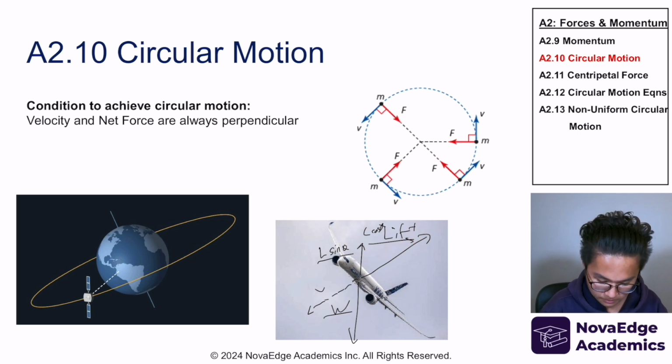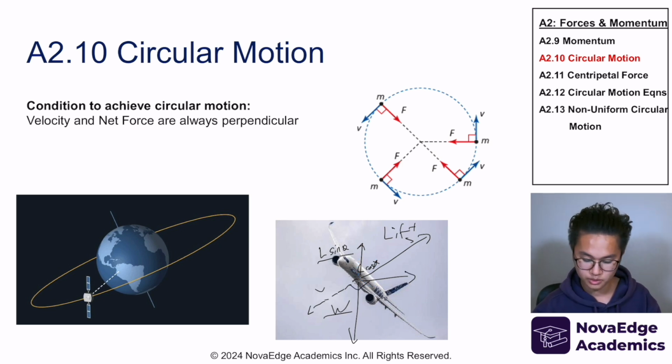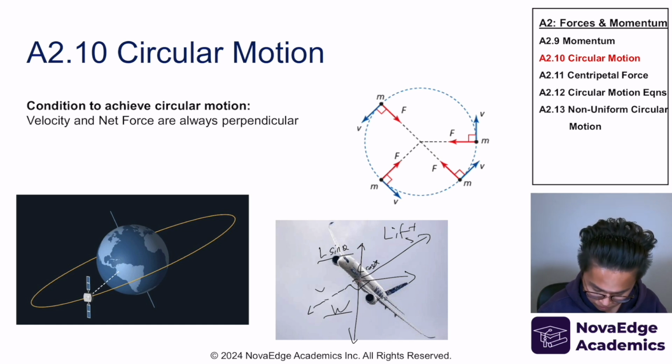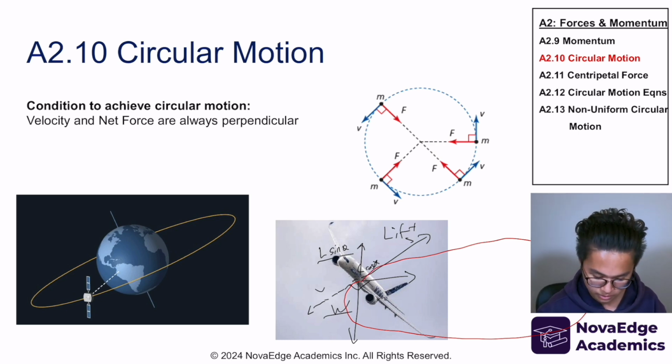And L sine theta, let me bring this down. L sine theta is perpendicular with the velocity. That means I achieve something called a circular motion where the object travels like that. Okay? And I'll show you more in detail a bit later.